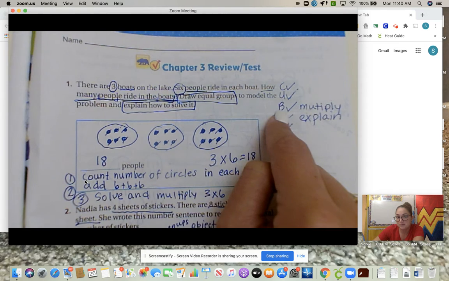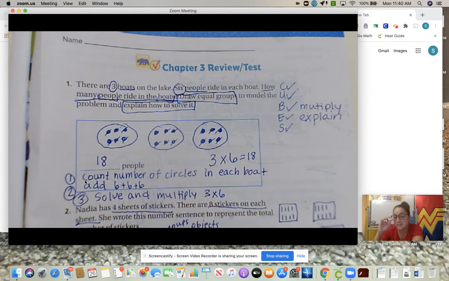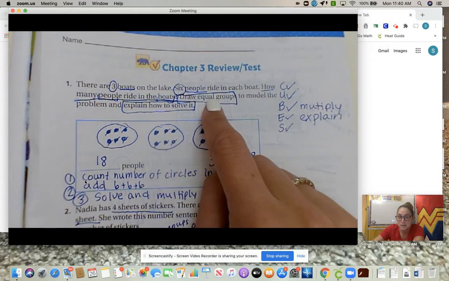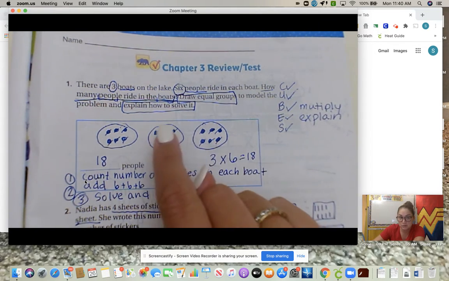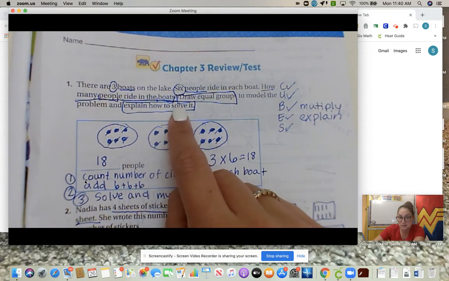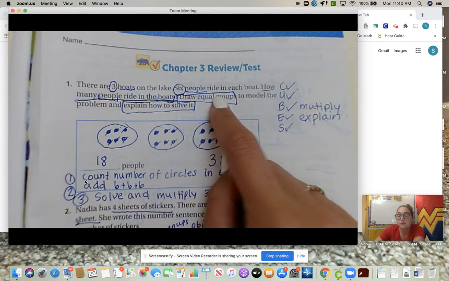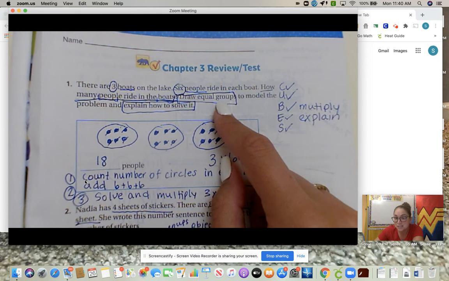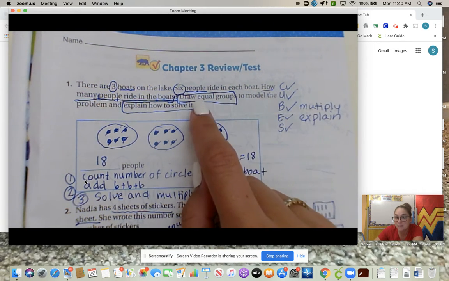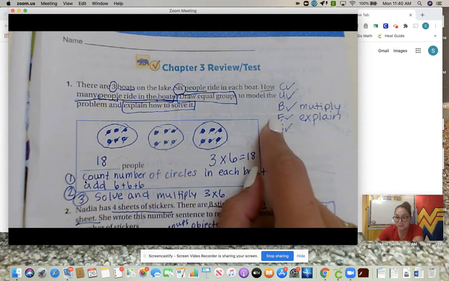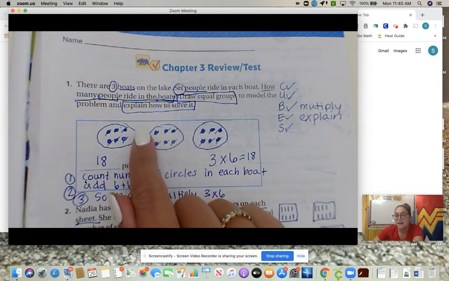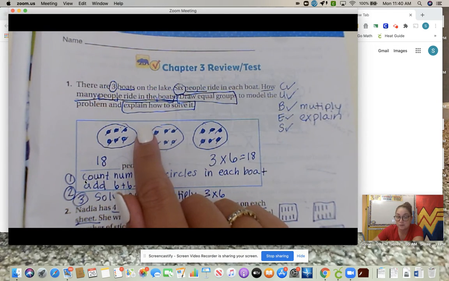Then we need to box the math verbs. It's actually giving you real verbs, not just math verbs. It's saying draw equal groups. So we're going to box draw equal groups, and then we're going to box explain how to solve it. So you have to do both, multiply and explain. Equal groups is multiplication. Just like if you see array in a math problem, you know it's multiplication. This is multiplication as well.